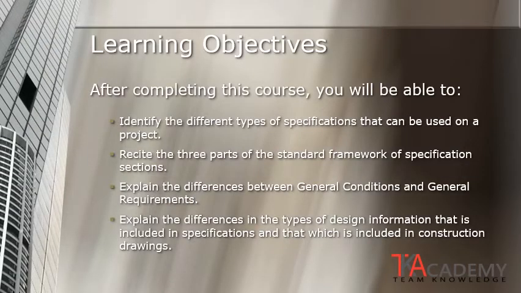Our learning objectives: once you complete this course, you will be able to do the following. Identify the different types of specifications that can be used on a project. Recite the three parts of the standard framework of specification sections. Explain the differences between general conditions and general requirements. Explain the differences in the type of design information that is included in specifications and that which is included in construction drawings.